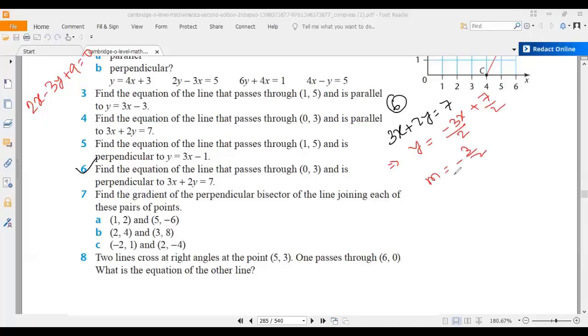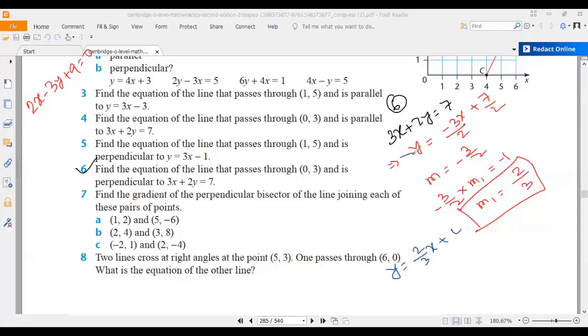Now, what is the gradient of the perpendicular line of this equation? We know that minus 5 by 2 into, suppose the gradient of the perpendicular line of this equation is m1, should be -1. So m1 should be 2 by 5. Okay. Now we can say that the perpendicular line of this equation should be y equals 2 by 5x plus c. Now it passes through which point? The (0, 3) point. So here instead of y we can put 3.